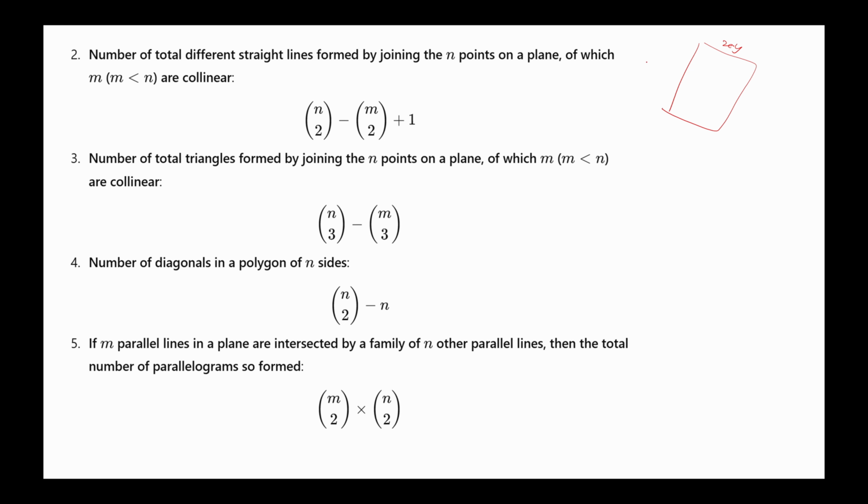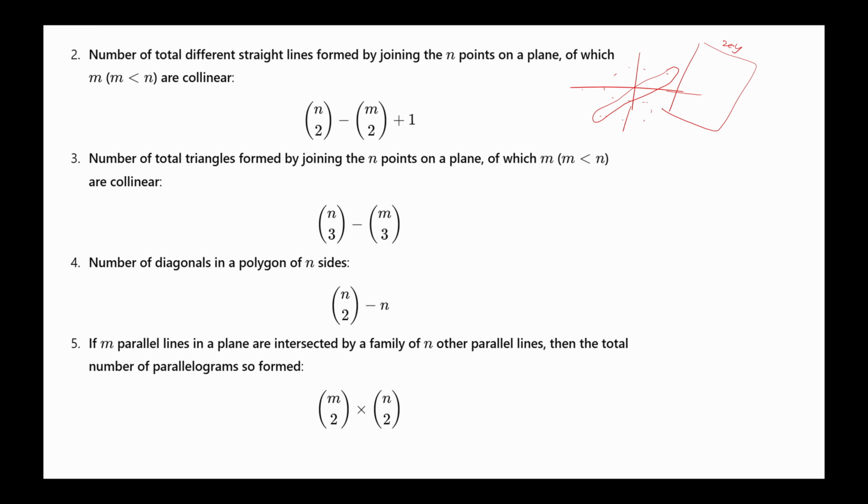This is my xy plane, so I can represent it in this way also as axis. In the XY plane, there are n different points given to me, out of which m number of points are collinear. I hope you understand what is collinear. Collinear means these are points that can lie in a straight line. So these points are collinear.